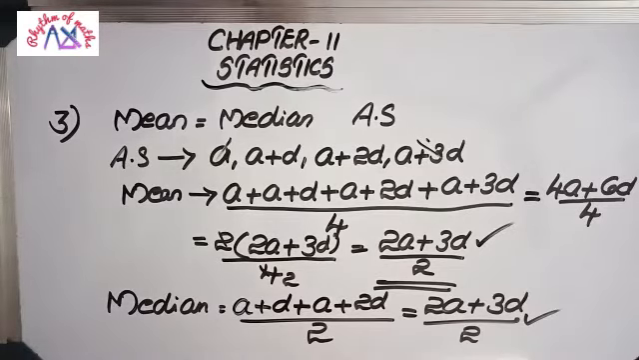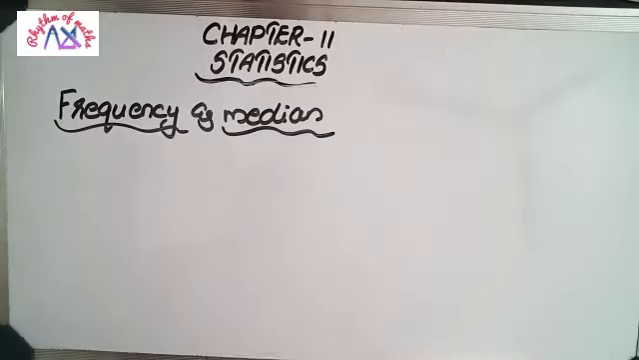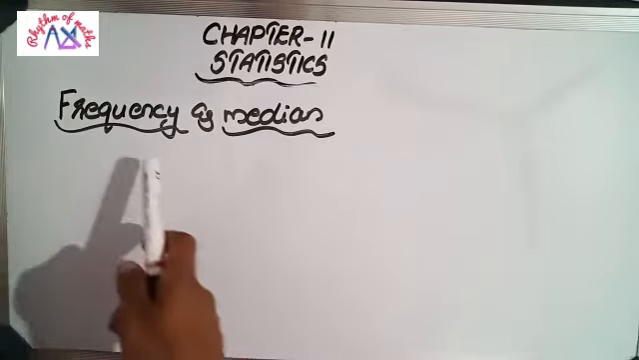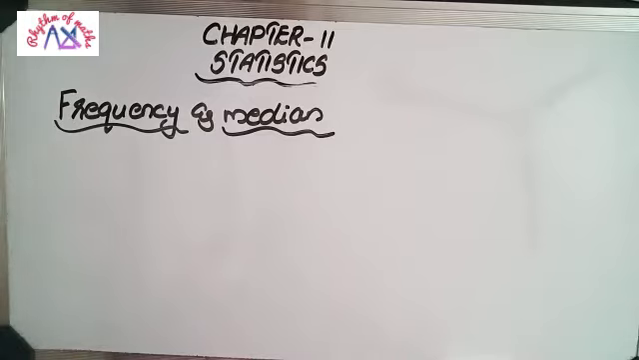Now let's move on to the second activity. The next subheading is frequency and median. It is somehow the same as the first concept. Here frequency means some values are repeating. That's why frequency. In the previous case only 1 or 2 values were repeating 1 or 2 times, but here some values are repeating more number of times. So in that case, how will we find mean and median?